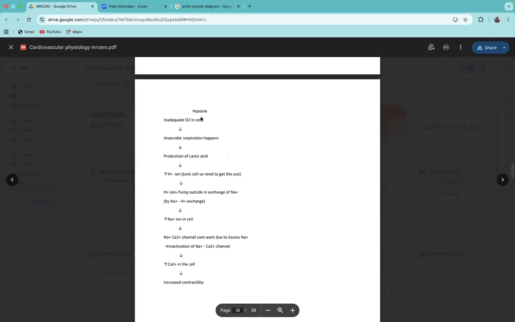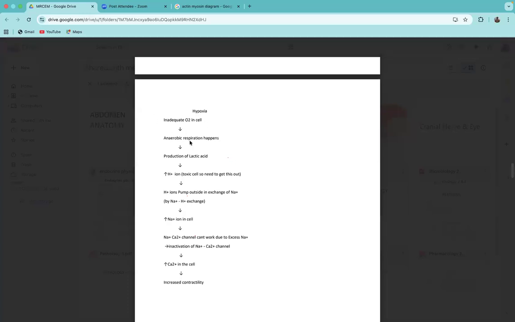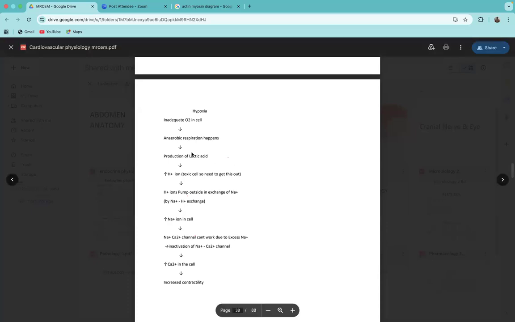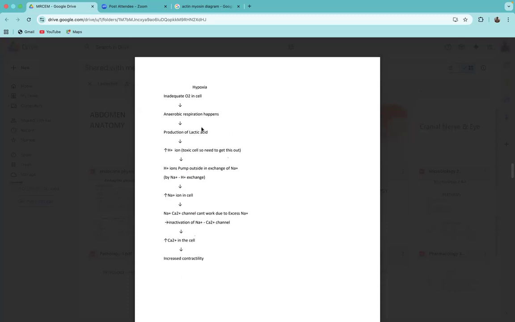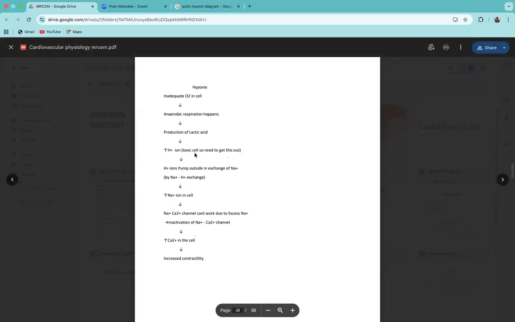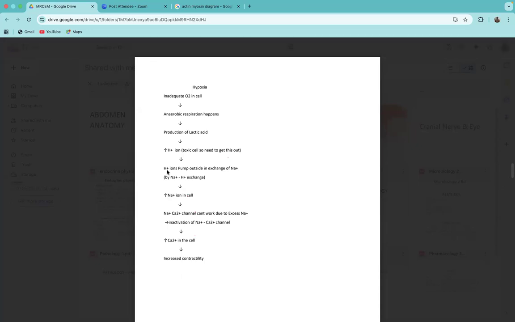So when hypoxia occurs, there will be inadequate oxygen in the cell. Anaerobic respiration will take place, with production of lactic acid. Lactic acid is the acid which will contain the proton or H plus. This toxic H plus ion will need to get out. So as this ion needs to get out, the sodium proton pump basically pumps the proton outside in exchange of sodium. So sodium gets into the cell, so there will be more sodium in the cell, and this sodium will ultimately cause the release of calcium in the cells.